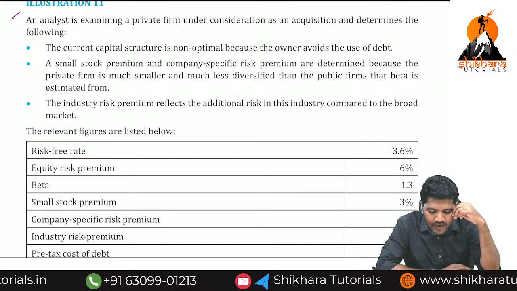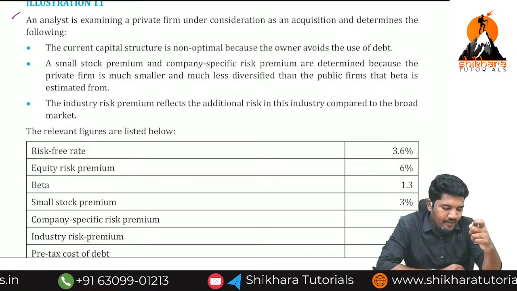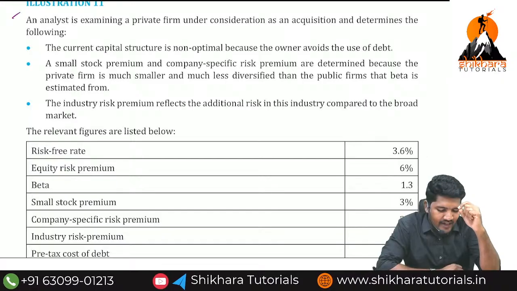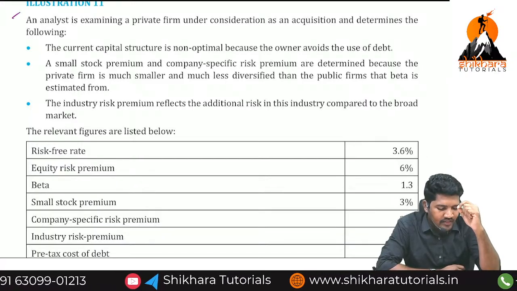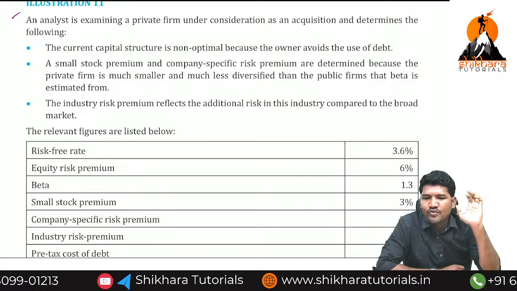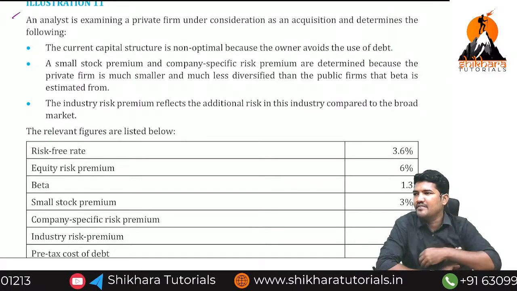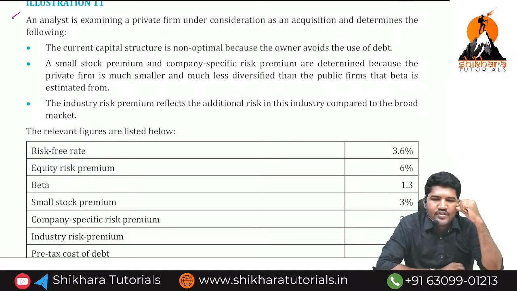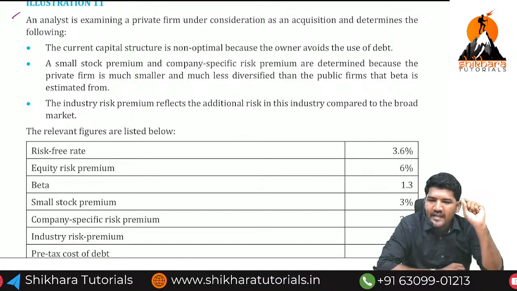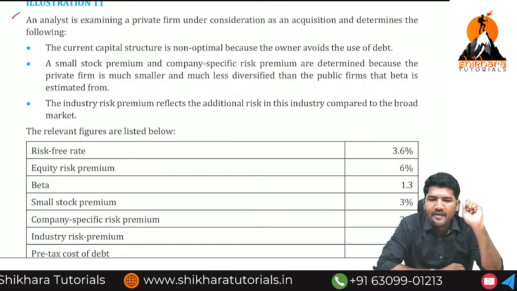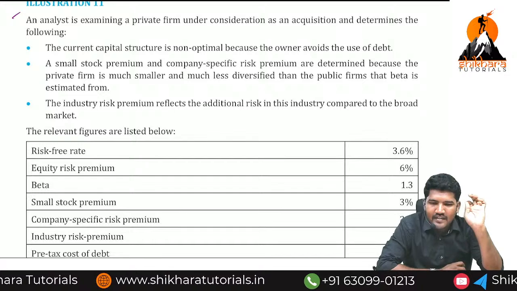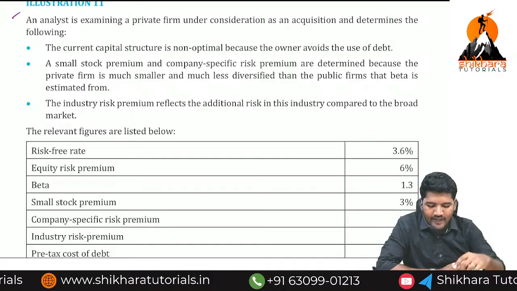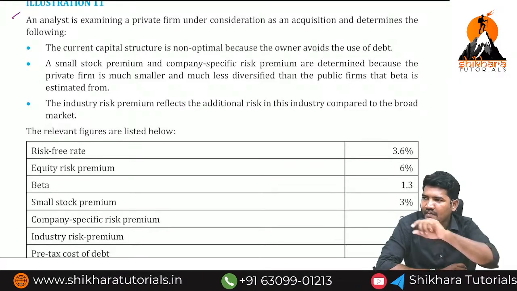A small stock premium and company specific risk premium are determined because the private firm is such a smaller and such a less diversified than the public firms that beta is estimated from. So you have to understand that sentence. That is a concept, not a question. At the time of concept explanation, I will give clarity for that point also.